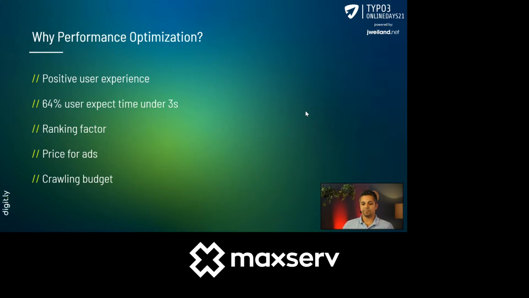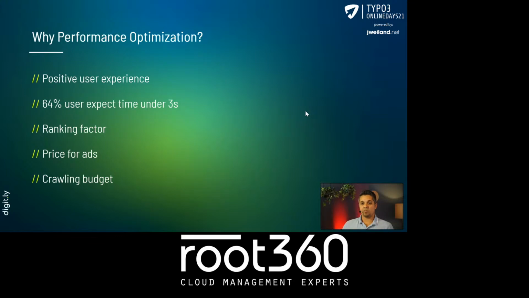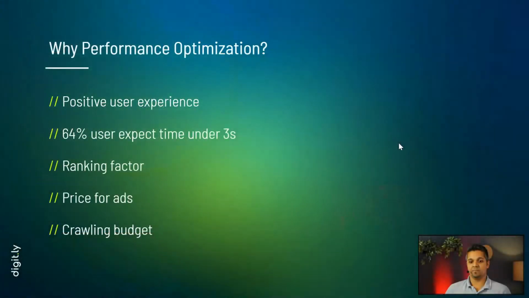I hope everybody knows everything about Core Web Vitals. If not, text me. Performance is a ranking factor. Performance is also a factor for the Google Ads score, so it could be that you pay more for your ads with a slow website. And if you have a fast website, Google can crawl your website more often.